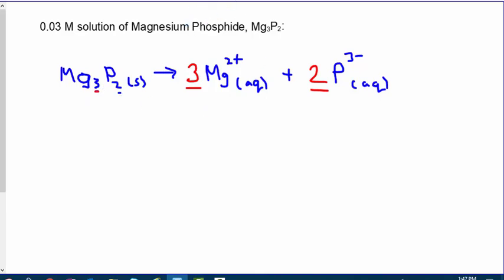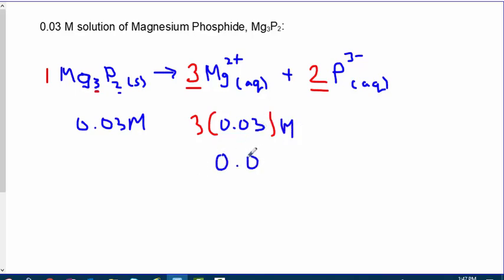The last step here is to figure out what's the ion concentrations of my magnesium and my phosphide ions. If I'm starting with 0.03 molar of my salt. Now remember our mole ratios. So we've got a 1 to 3 to 2 mole ratio. So that means that for every 1 mole of salt, I'm producing 3 moles of magnesium 2+ ion. And so I can go ahead and multiply this number right here by 3. So 0.03 molar times 3 is going to give me 0.09 molar.